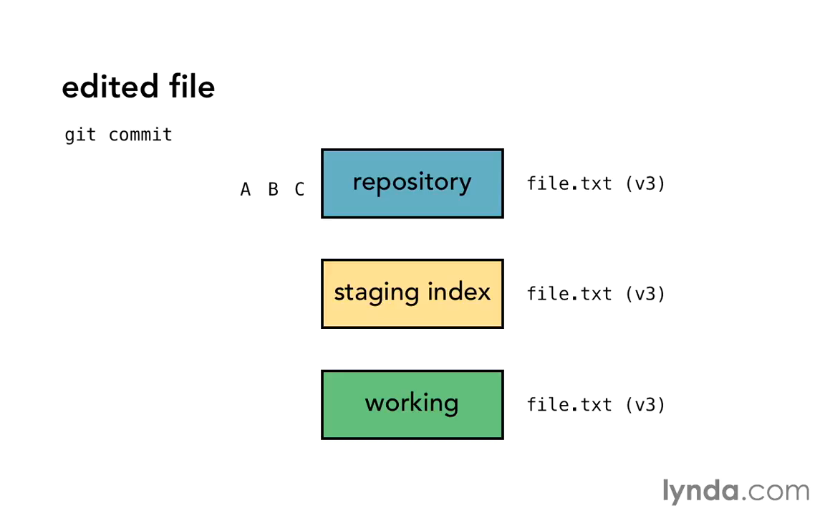Now, of course, Git doesn't simply refer to these commits as being A, B, and C. It has a more complex way of dealing with it. We're going to take a look at that in the next movie.